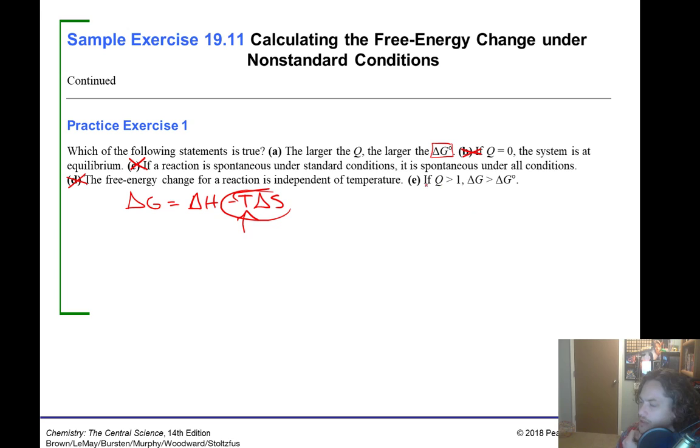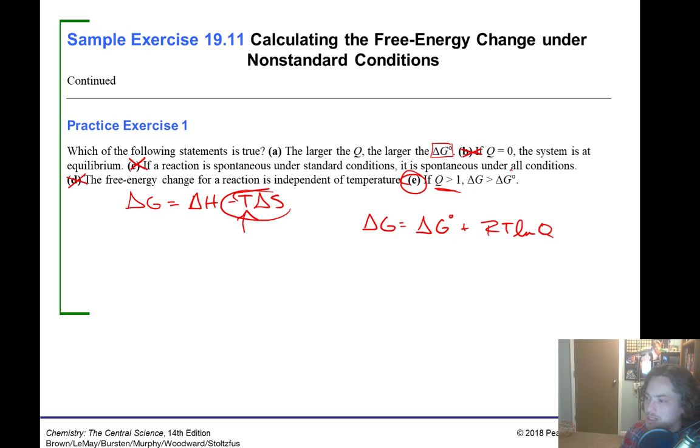Okay, and then this one says if Q is greater than 1, then delta G is greater than delta G standard. Well, what's the relationship? Delta G is equal to delta G standard plus RT natural log of Q. If Q is greater than 1, this whole term will be a positive value, because remember, if it's less than 1, you get a negative value. Because they said Q is greater than 1, I think E is the right answer, because this would be adding to it, so therefore delta G would always be bigger than delta G standard, because you're going to add some number.